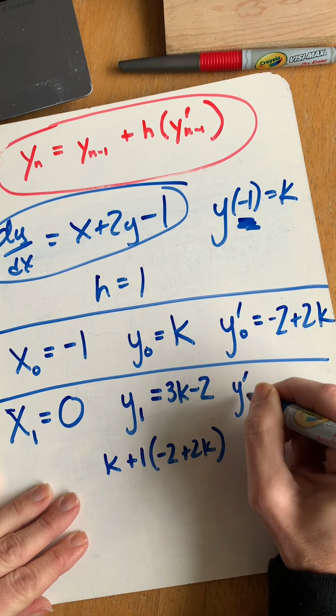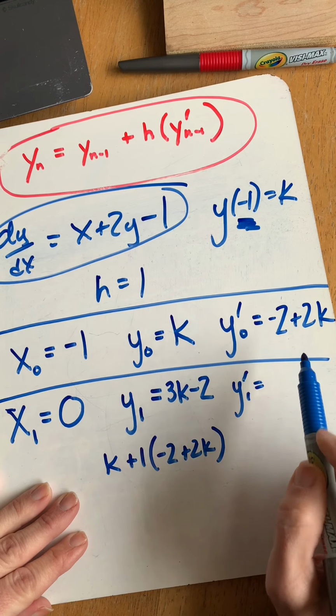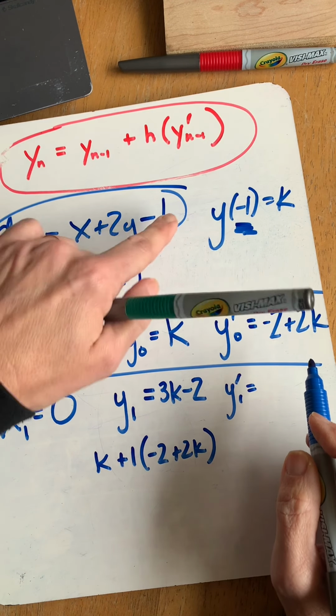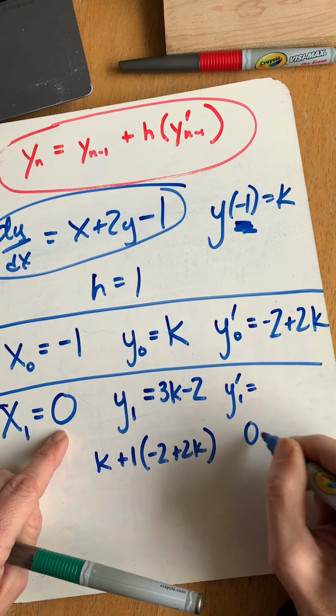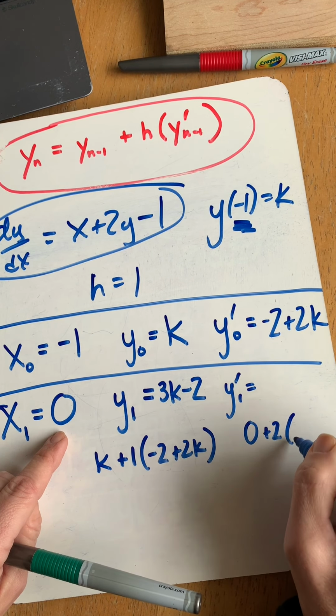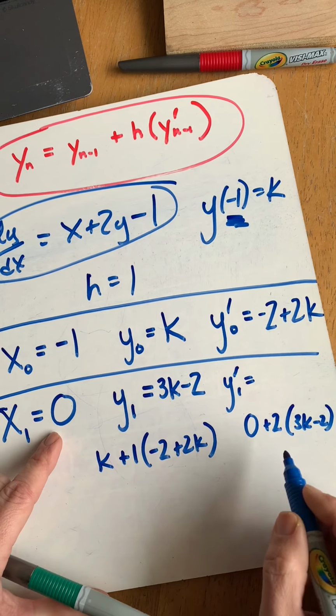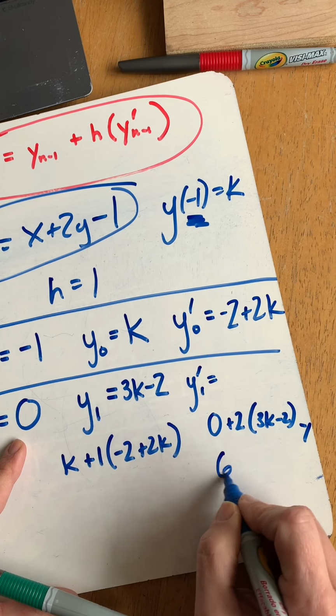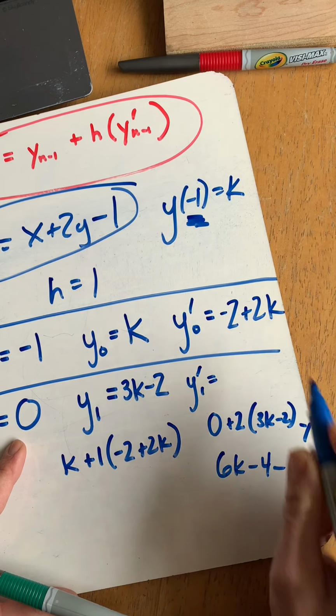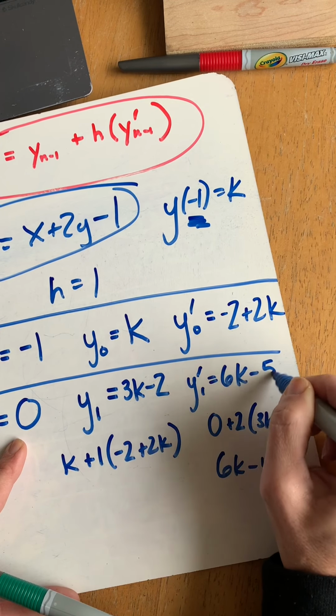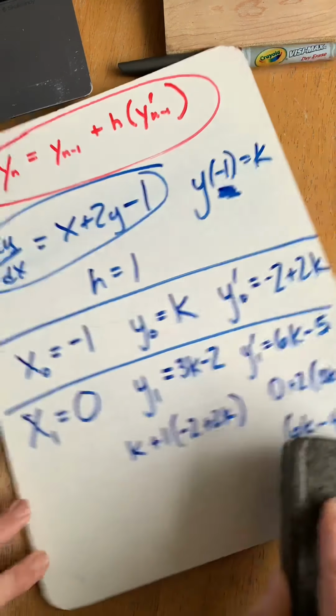And the derivative is going to be x plus 2y minus 1. So x is 0 plus 2 times y minus 1. So 6k minus 4 minus 1, so 6k minus 5. All right.